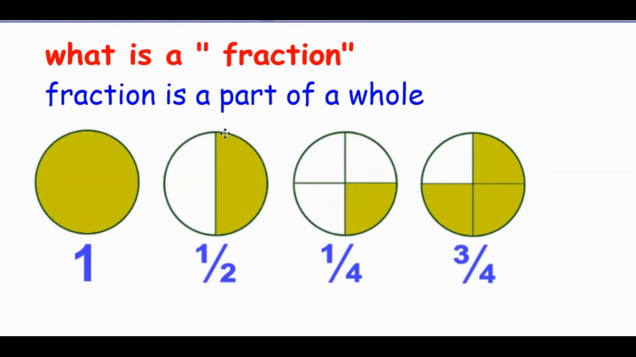In other words, if I break the whole pizza into two equal parts and I eat one part out of two, I eat half of the pizza. If I break the whole pizza into four equal parts and I eat one part out of the four equal parts, this means I eat 1/4 of the pizza. And if I have four equal parts in the pizza and I take 3, this means I eat 3 out of 4, or 3/4 of the pizza.